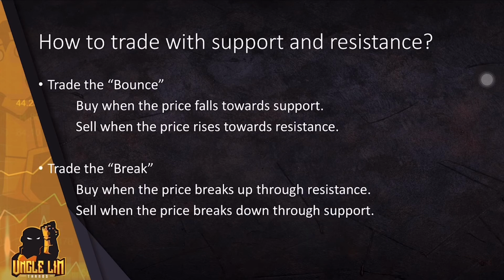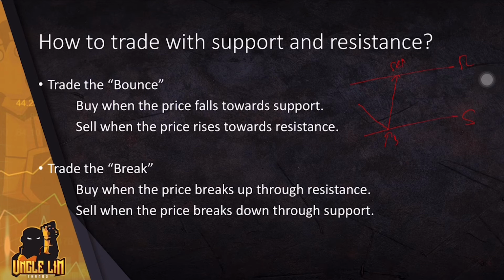So next, how to trade with support and resistance. There are two ways. First, we call it trade the bounce. It means when a price goes into support area and it bounces, we will buy. And also, if the price goes into resistance area and it bounces, we sell. So Uncle will show you right here. This is support, this is resistance. So if price goes down, we buy here, and then if price goes here, we sell here. In other words, we buy at support and we sell at resistance.